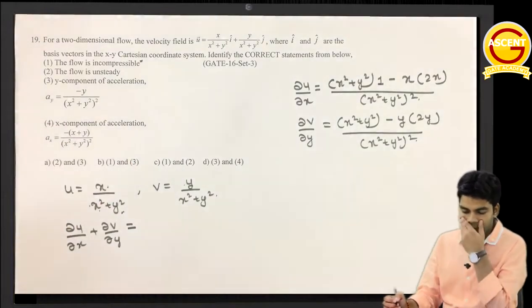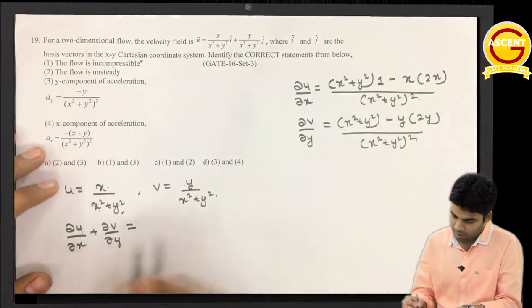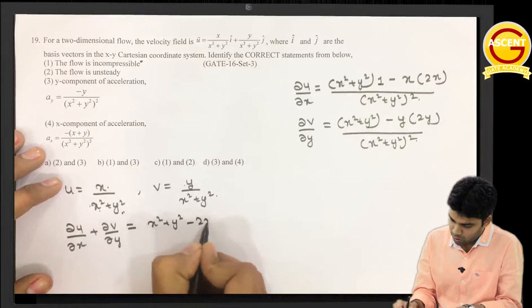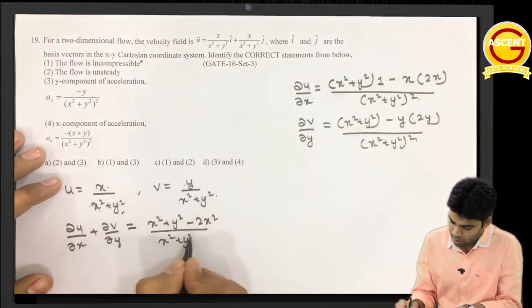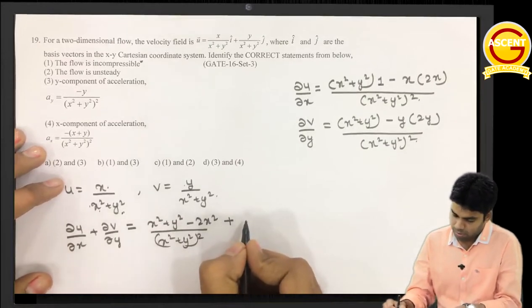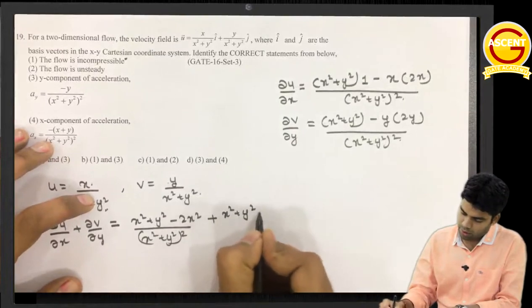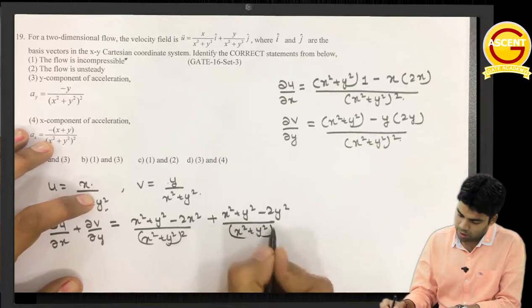Getting this? Okay, now just add del u by del x plus del v by del y. So this will be what? x square plus y square minus 2x square divided by (x square plus y square) whole square, plus (x square plus y square minus 2y square) divided by (x square plus y square) whole square.